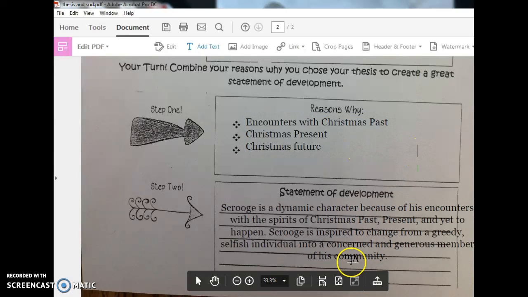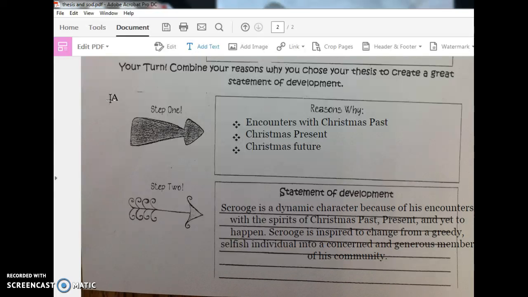I'm actually okay with it going that way. Like I said before, you have some individuality when it comes to describing Scrooge and what it is that he changes into or from. But this is what every single sentence in your essay should immediately connect back to.